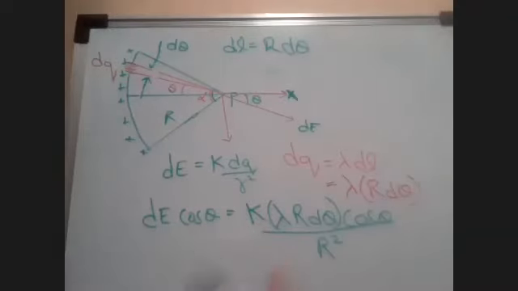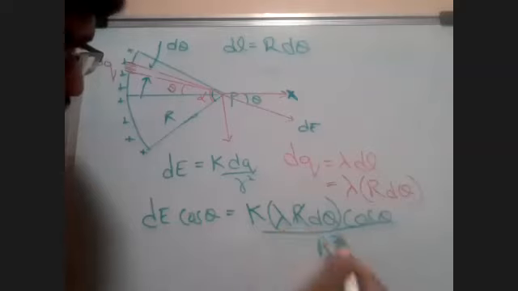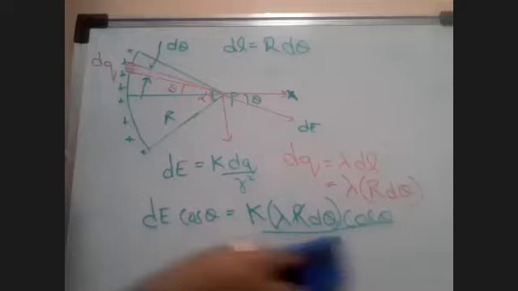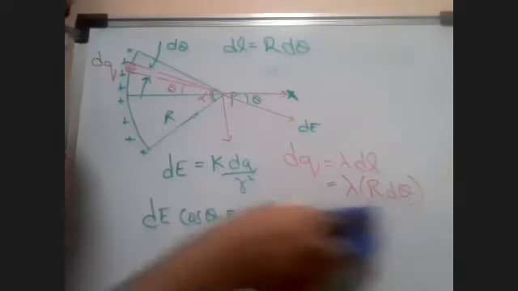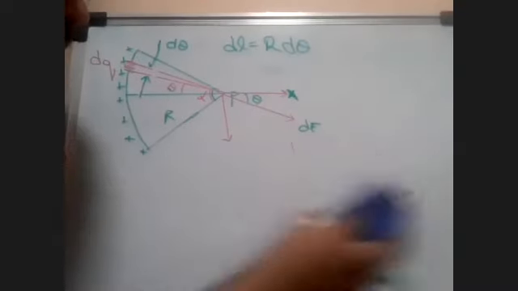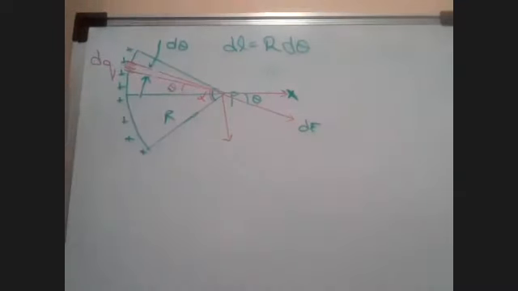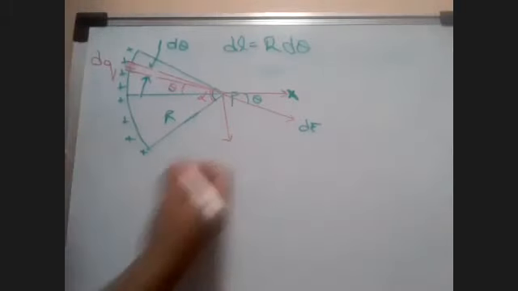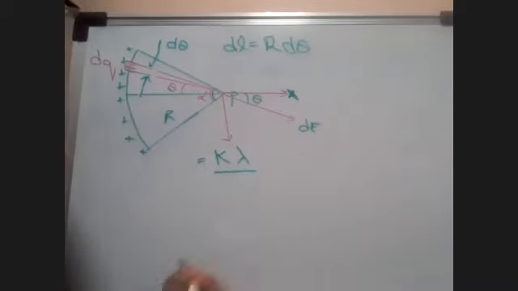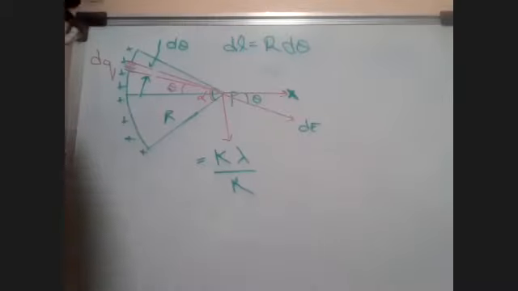So I will write this again in a good format. What will we get? This R and this R will get cut. I will write it in a proper format. We will get K lambda by R.